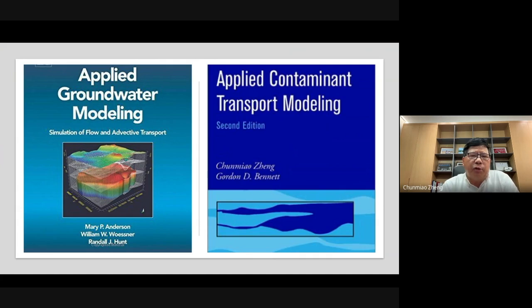One is Applied Groundwater Modeling, that describes most of the flow modeling techniques. And the lead author is Mary Anderson, my PhD advisor at the University of Wisconsin-Madison. And also my own book with Golden Bennett, Applied Contaminant Transport Modeling. And this one deals with mass transport in groundwater.